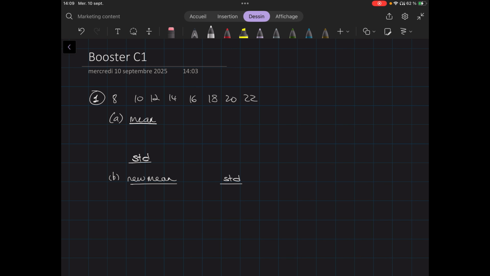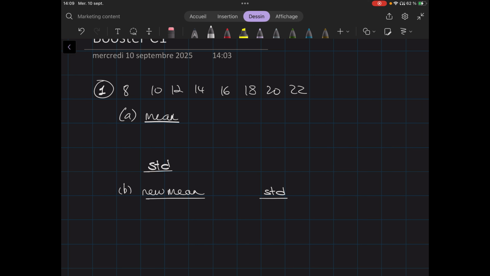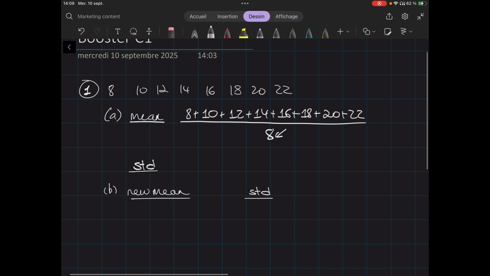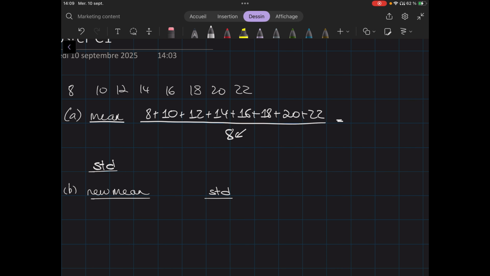The booster papers are supposed to be easier than my mocks, therefore that will be great preparation for the real exam. First, we are asked to find the mean of a sample. To find the mean, you just need to find the sum of all of the numbers, then divide by the number of numbers. We have 8 data points here, and you should get 15 as your final answer.